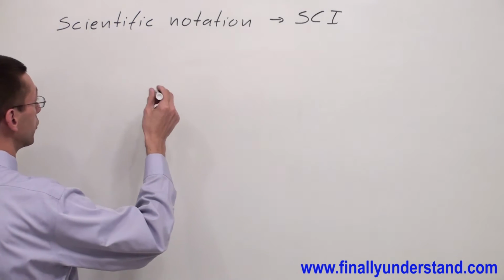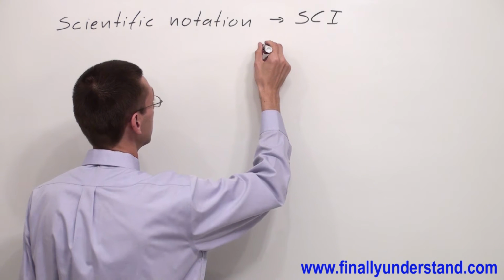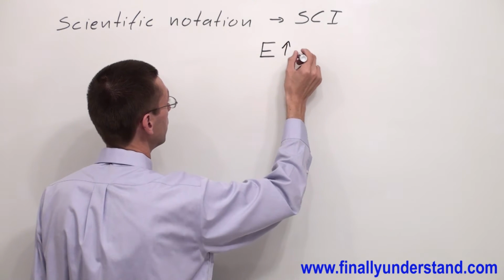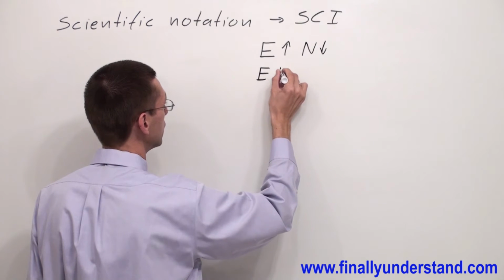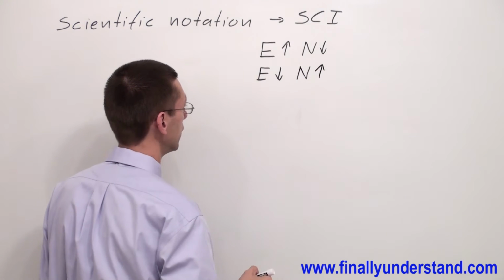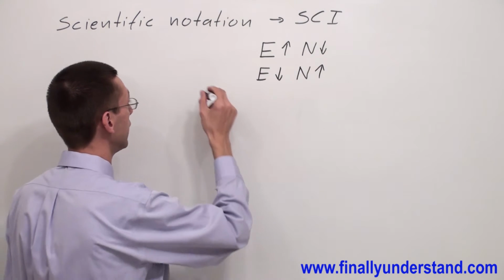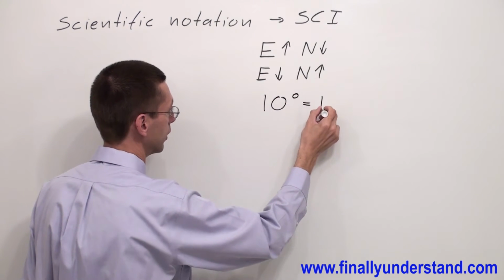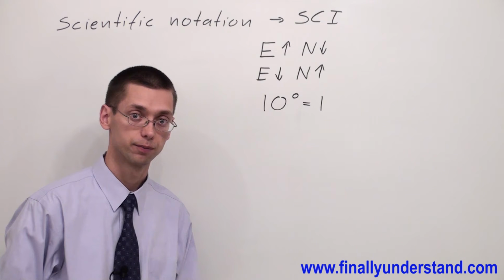Now, before I start explaining this topic, let me write the formulas which we are going to use. Remember, anytime the exponent goes up, the number has to go down. Anytime the exponent decreases, the number will increase. Also, you're supposed to remember that 10 to 0 is equal to 1. You have to remember these three very important rules.